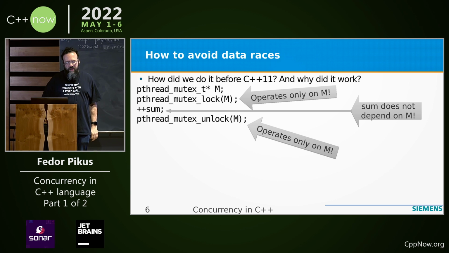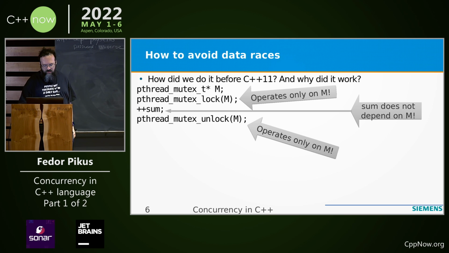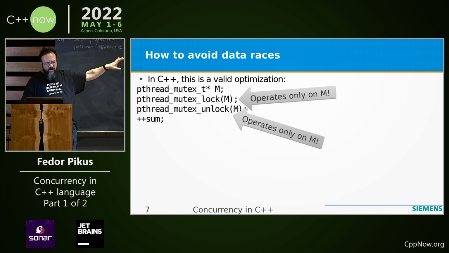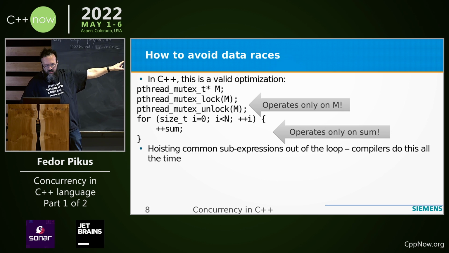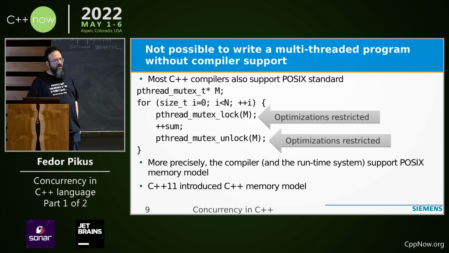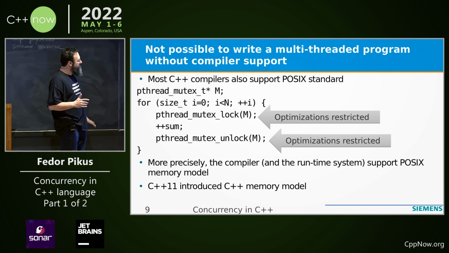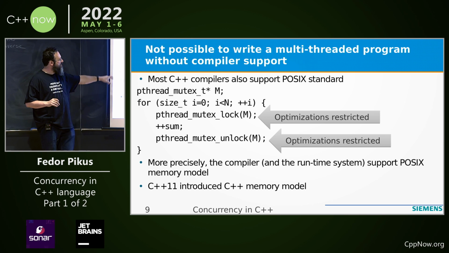Okay, so back to our thing, how did it work? We had our pthread lock and unlock. Well, POSIX required that you couldn't do this reordering. That was POSIX stuff. All right. So how do we have it? What do we do now? Now that same thing has been ported into the C++ memory model.